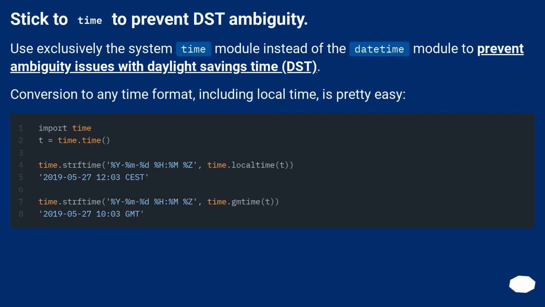Stick to time to prevent DST ambiguity. Use exclusively the system time module instead of the datetime module to prevent ambiguity issues with daylight savings time, DST. Conversion to any time format, including local time, is pretty easy.